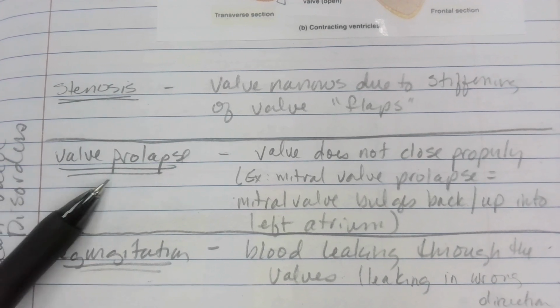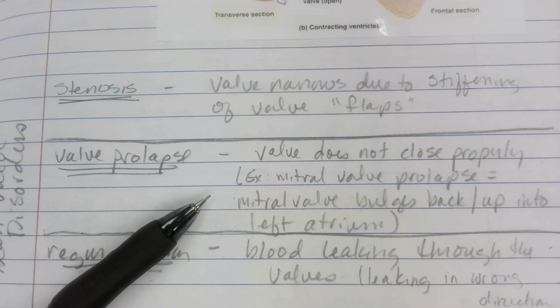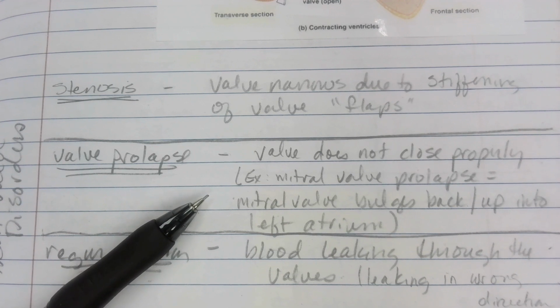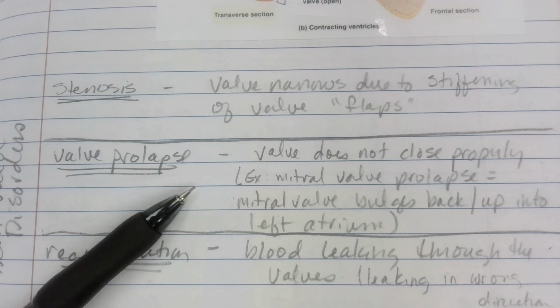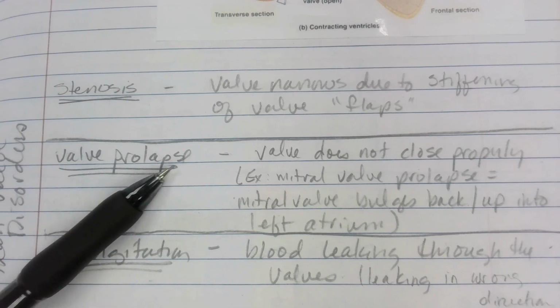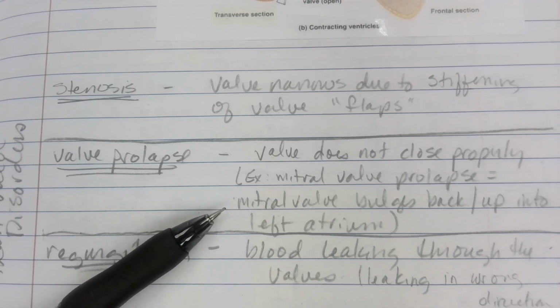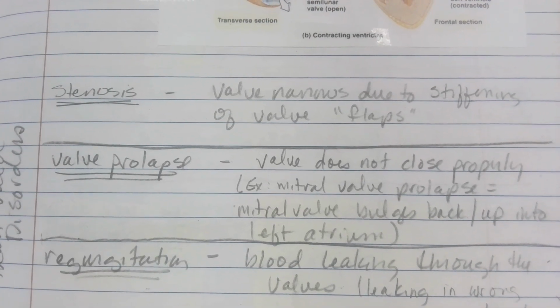Valve prolapse, the valve does not close properly. For example, mitral valve prolapse means the mitral valve bulges back up into the left atrium. So when you have a valve prolapse, that means the valve does not close properly. One example is mitral valve prolapse. The mitral valve bulges back up and into the left atrium because it is prolapsed.